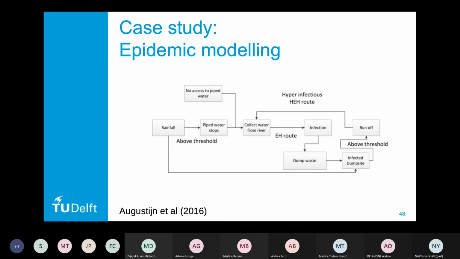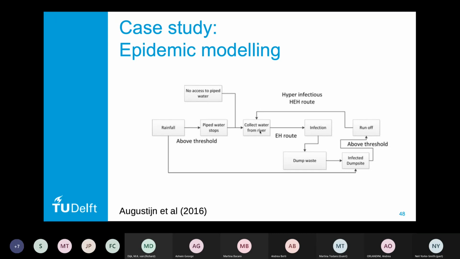This is, if you will, the high-level diagram of what's happening here. They've got some rainfall, and there's a threshold. If there's too much rain, basically the water gets infected, right? But there's also an interaction with where the waste is put. Do you put waste into the river, or do you put it somewhere else? If you put it somewhere else and it runs into the water, that's going to get really bad. This is kind of known from the epidemiology literature.